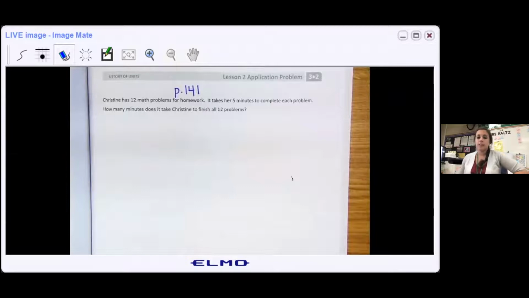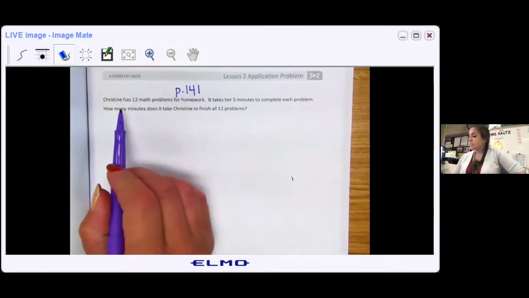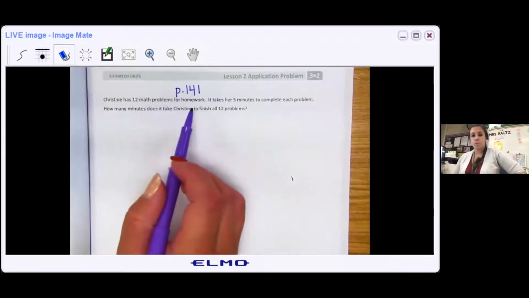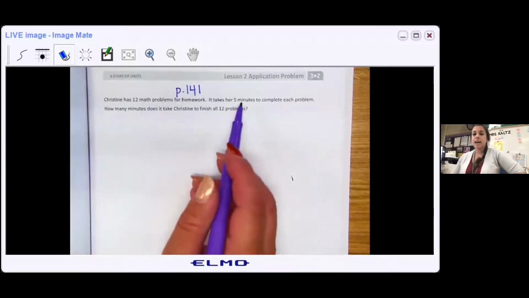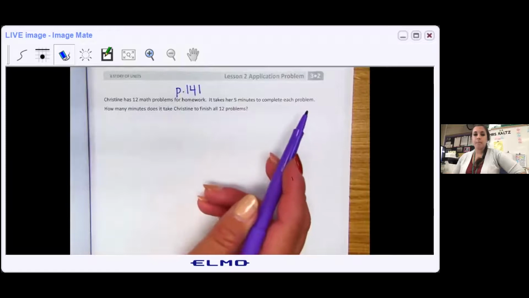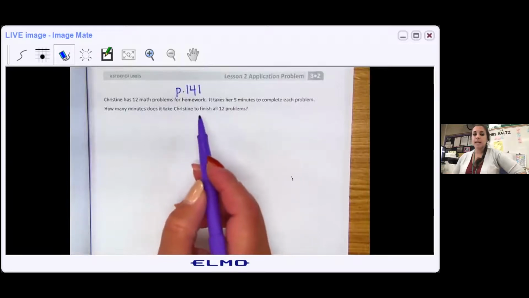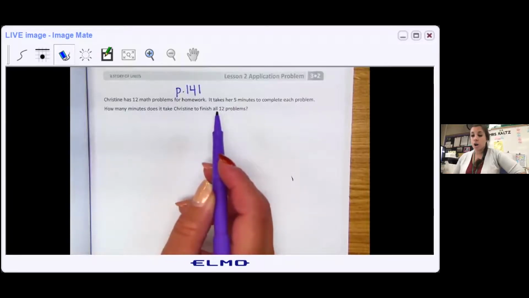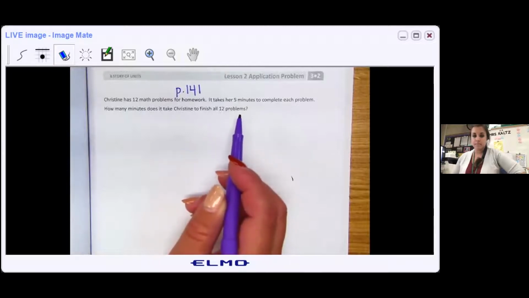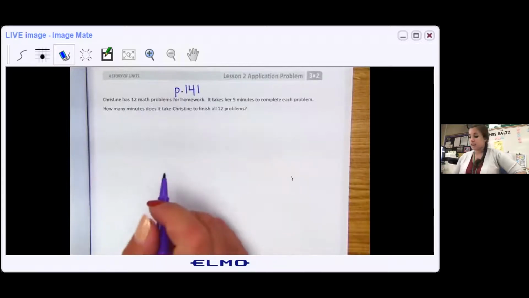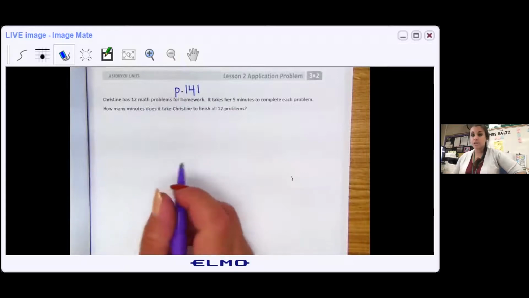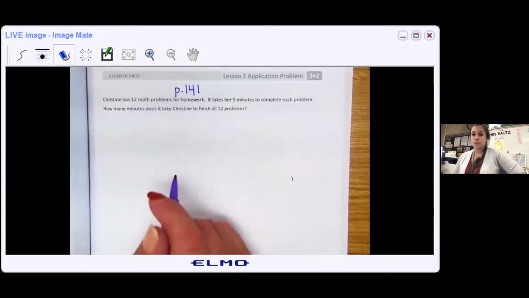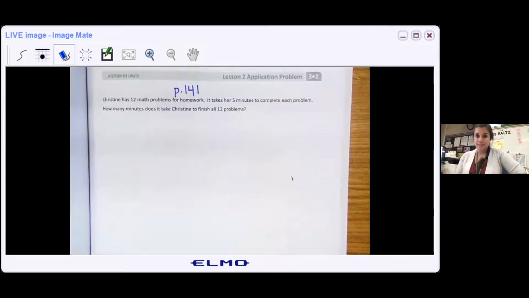Okay, I'm going to read, and then I want you to try this on your own. It's one that's very similar to lesson 1's application problem. Christine has 12 math problems for homework. It takes her 5 minutes to complete each problem. How many minutes does it take Christine to finish all 12 problems? Okay, pause the video. You need a picture, number sentence, and words. Ready? Pause.